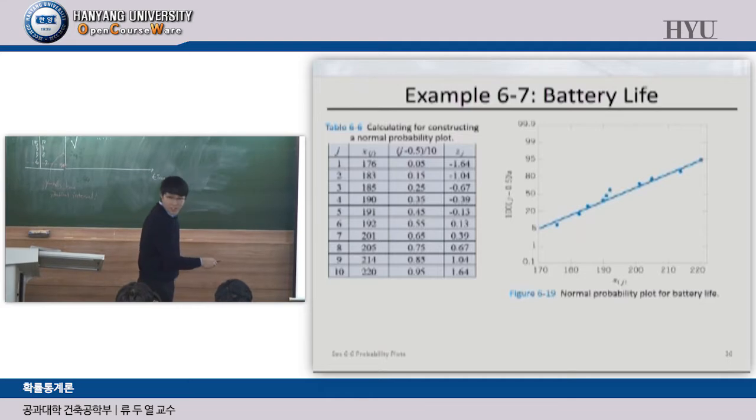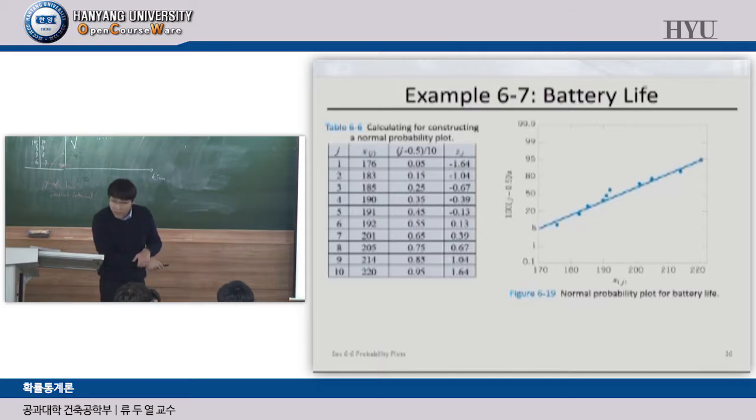So from this information, we can draw this curve. The x-axis indicates xj, the observation. And the y-axis indicates the cumulative frequency. But to change this value to a percentage, we multiply by 100 here. Okay? This is the cumulative frequency, and we multiply by 100 here to have the percentage. Okay?